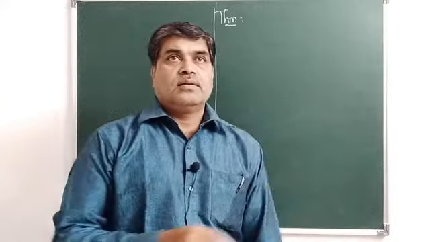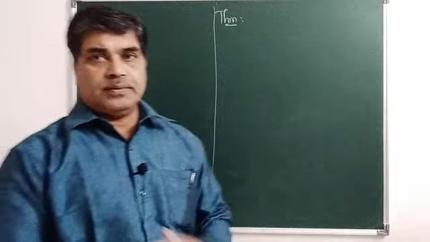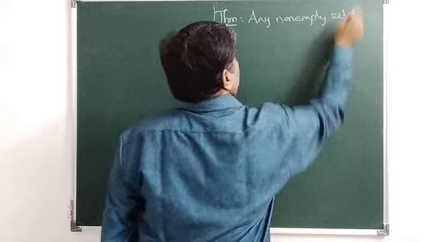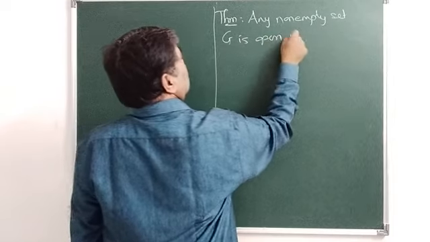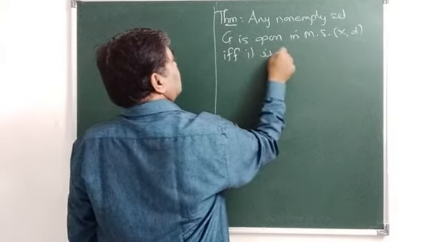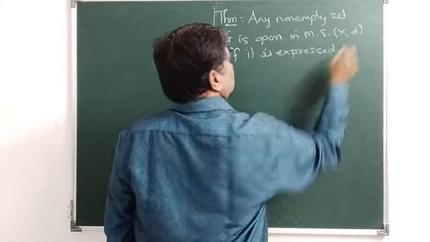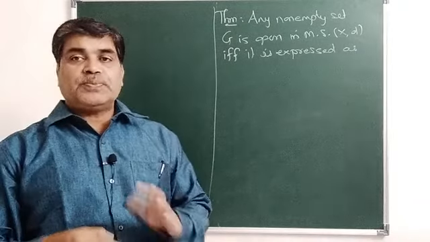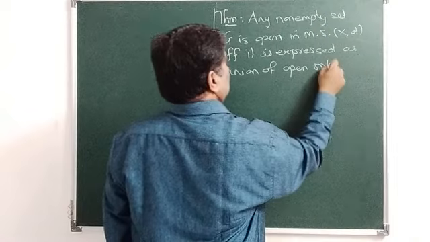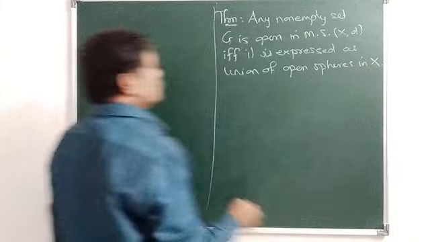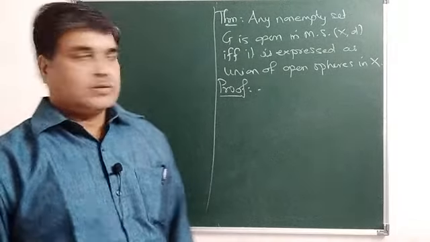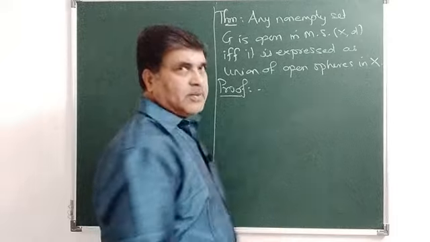Any non-empty set G is open in a metric space (X, d) if and only if it is expressed as a union of open spheres in X. Okay. So we'll take firstly the necessary condition.